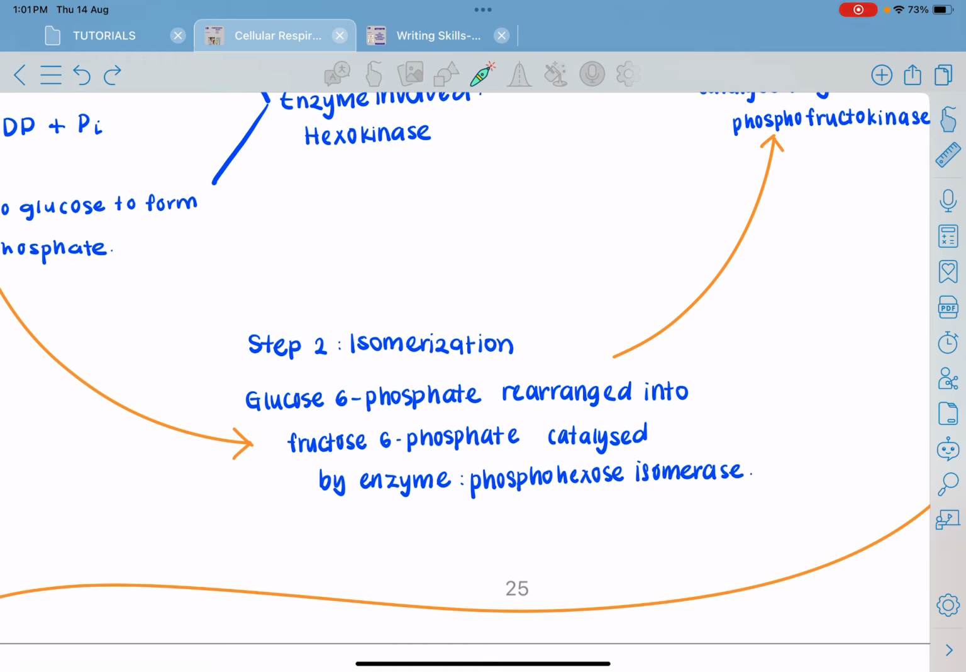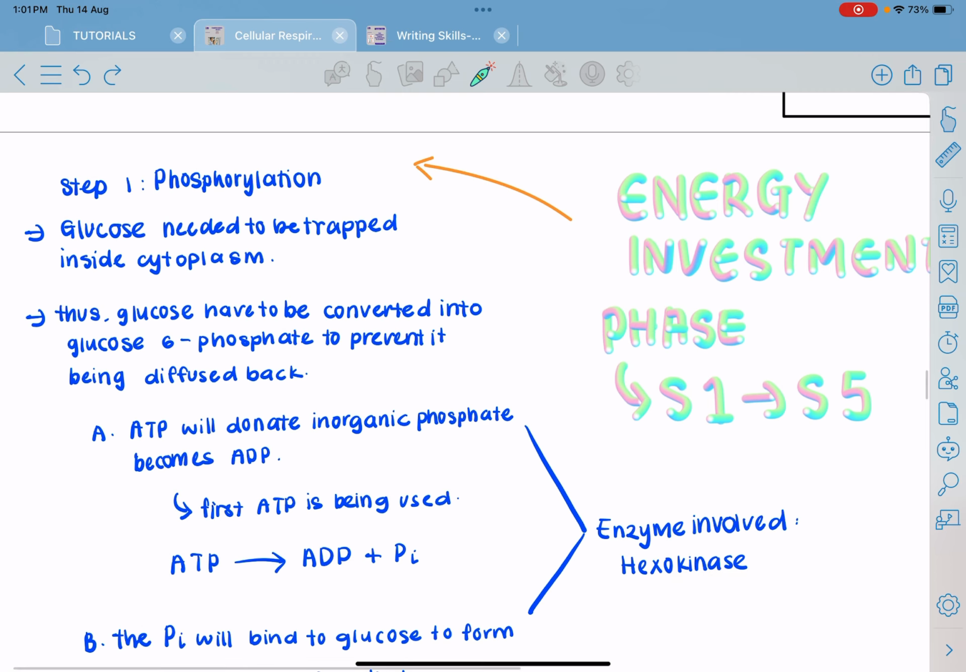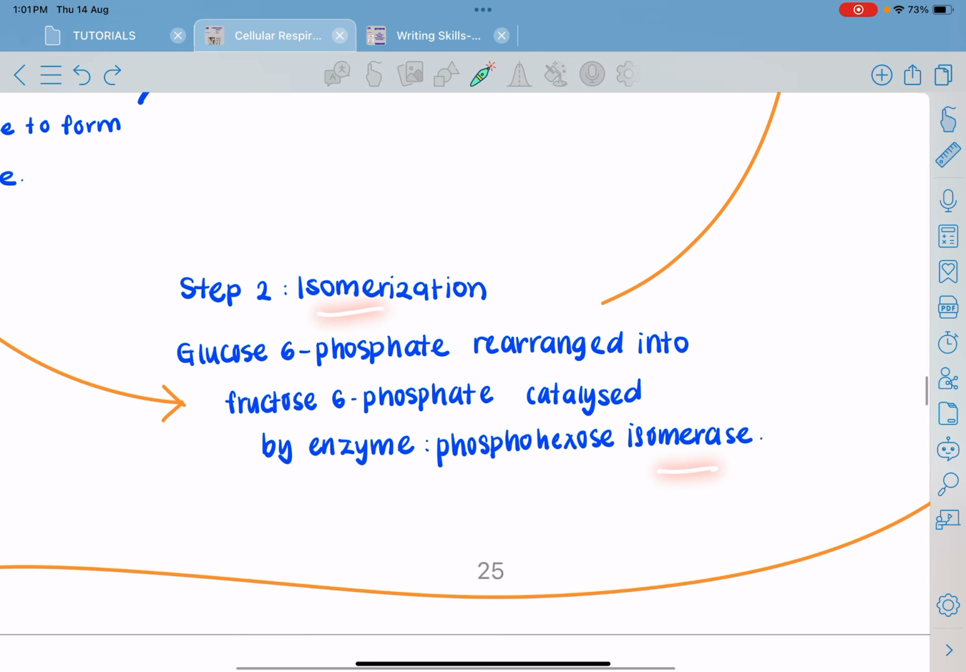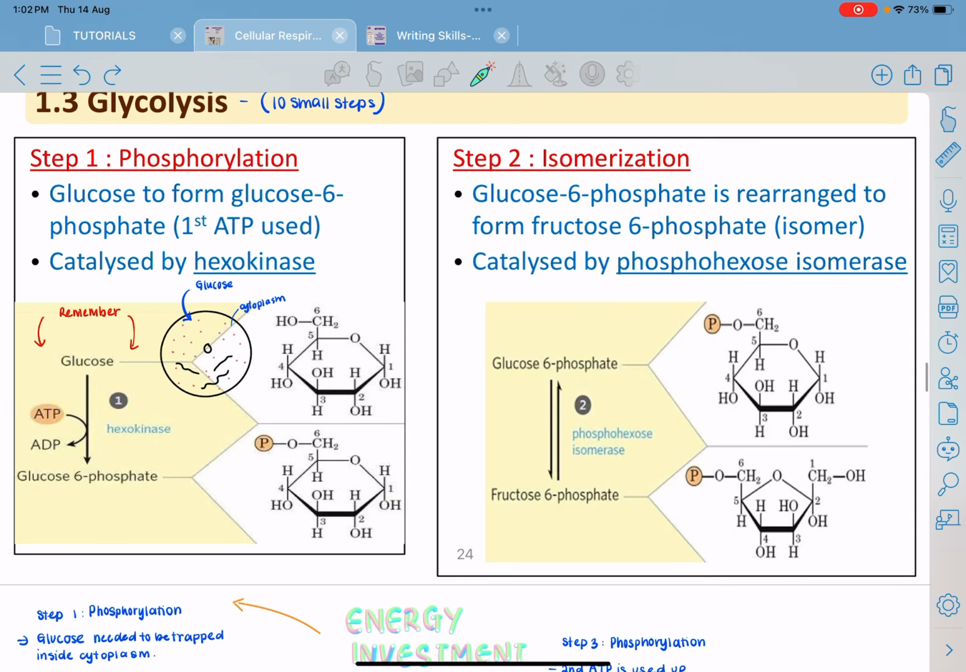And step 2 is isomerization. Isomer means it's the same chemical, but the structure is different. Both still have 6 carbons, just different placement. So glucose 6-phosphate is rearranged into fructose 6-phosphate and is catalyzed by the enzyme phosphohexose isomerase. How to remember? Not hexokinase. Isomerase, isomerization. The name is very close to what happens here. There's not much that happens. They just change the structure, but C6 still has 6 carbons.